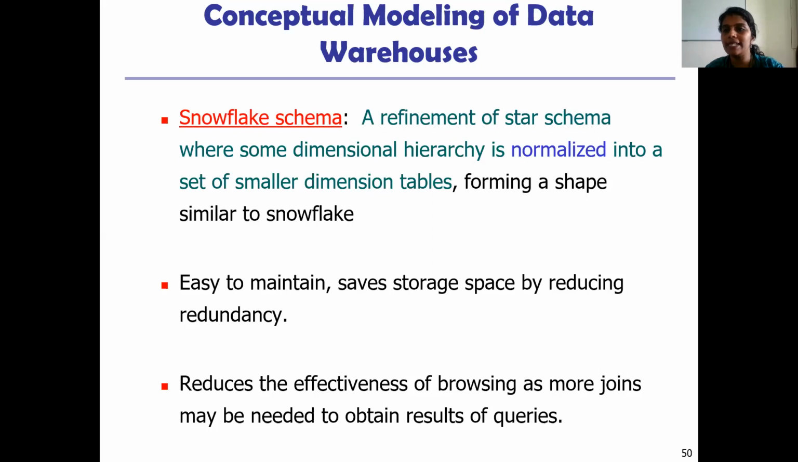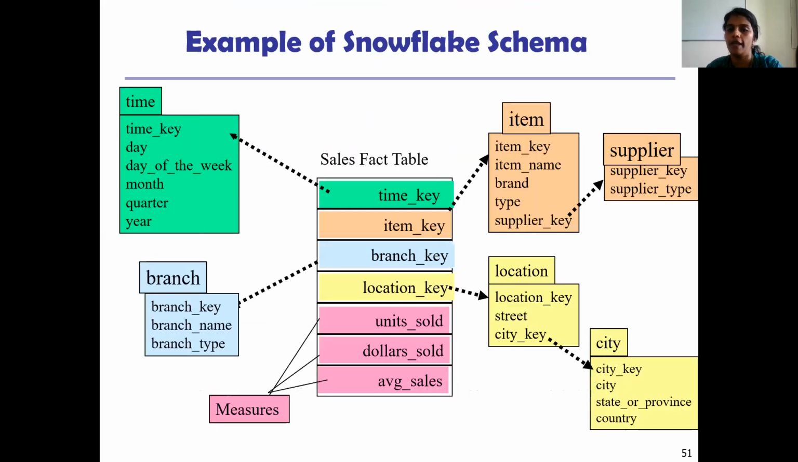So we are splitting the tables. We are normalizing the tables. So when we pose a query, you may have to do join operations to get the result of the query, right? So that is the major disadvantage of snowflake schema. Though snowflake schema saves storage space, we usually resort to star schema itself because we want the operations to be done fast. Okay, let's see the example of snowflake schema.